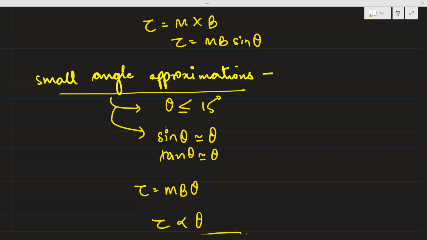Theta is less than or equal to 15 degrees. Yes, it is less than or maximum equal to. Like, if I say sine 7 degrees, the answer will be almost equal to 7, like 6.9 something. So sine theta and the value of theta are almost the same, or tan in fact. Okay.